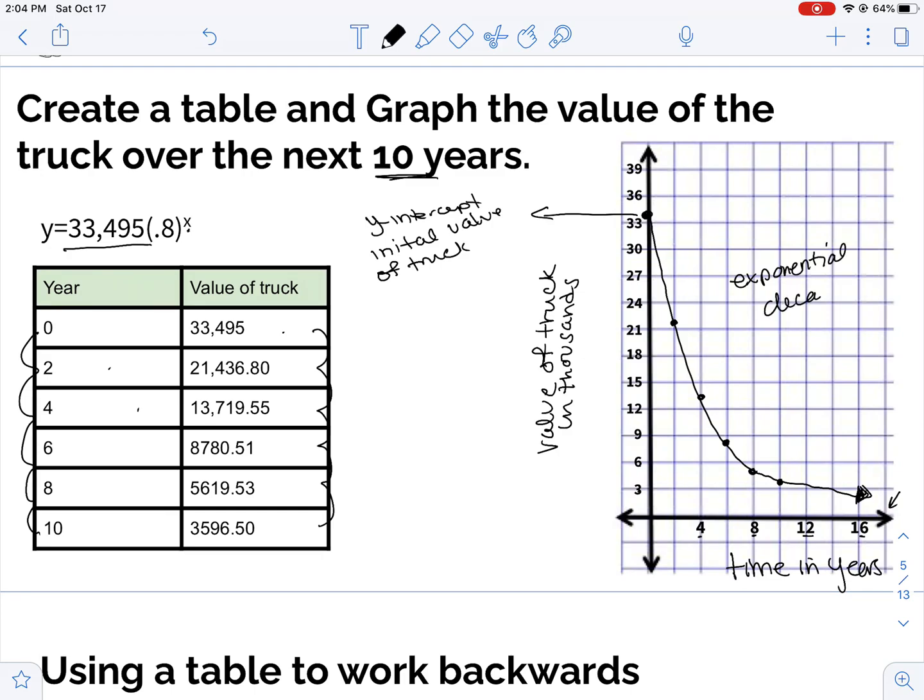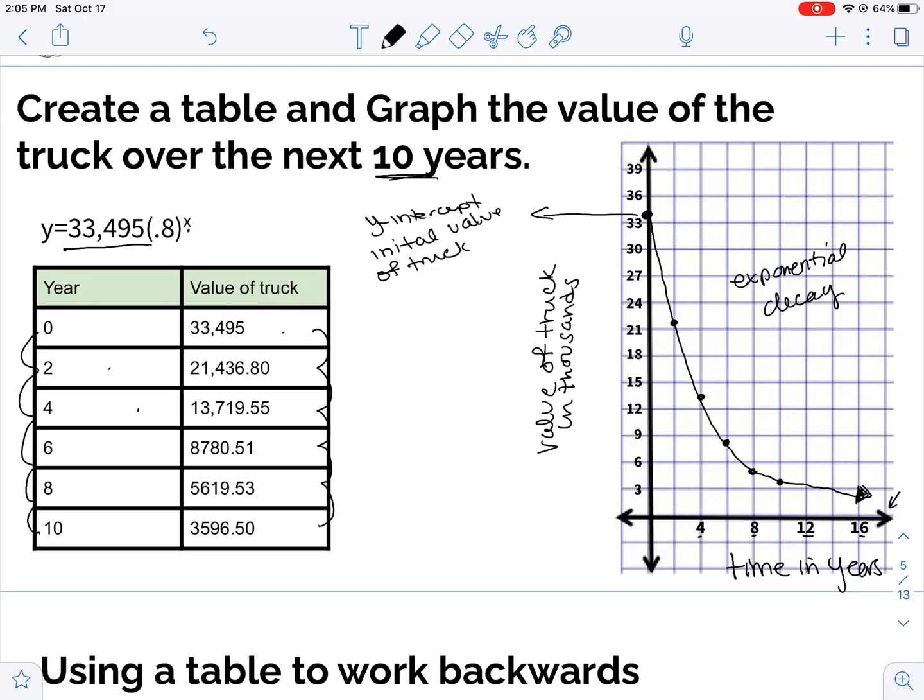Okay, and we can see that, and it makes sense because the truck was depreciating. So that word depreciating means that it is decreasing in value. So again, take note of that y-intercept and that end behavior. That end behavior is going to continue going closer and closer to that x-axis, but it won't actually touch it, which means your truck will actually never be worth $0.